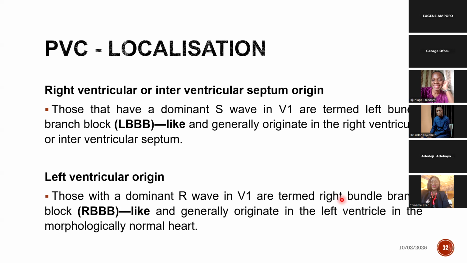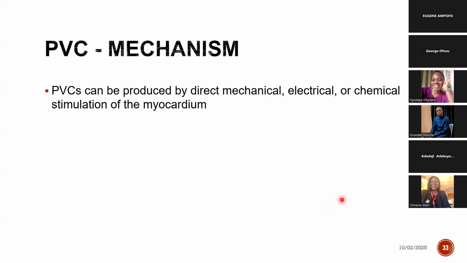And those of left ventricular origin will have a dominant R wave in V1, and they are termed right bundle branch block-like, and they generally originate in the left ventricle in a morphologically normal heart.